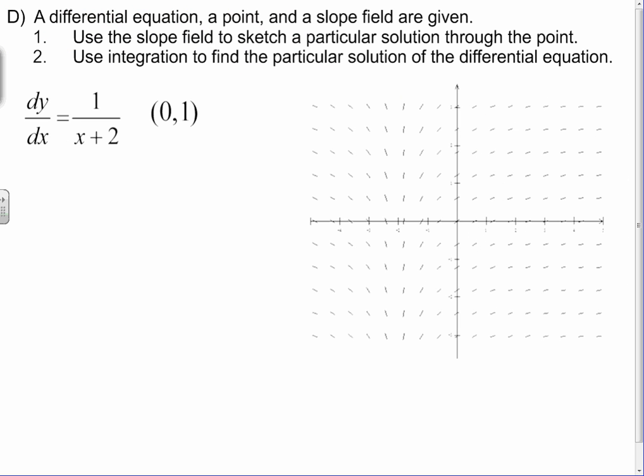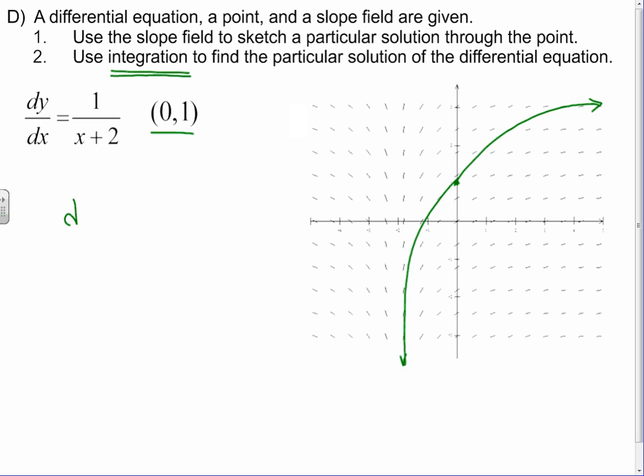All right, letter D here. A differential equation, a point, and a slope field are given. Use the slope field to sketch a particular solution through the point. And this time we want to go through the point 0, 1 again. So we're trying to pass through that. So we're going to sketch it, and then we're going to use integration to find the particular solution. All right, so let your pencil do the work here. And I think that's what I like for my slope following. And now what I want to do is let's use integration to undo this derivative.